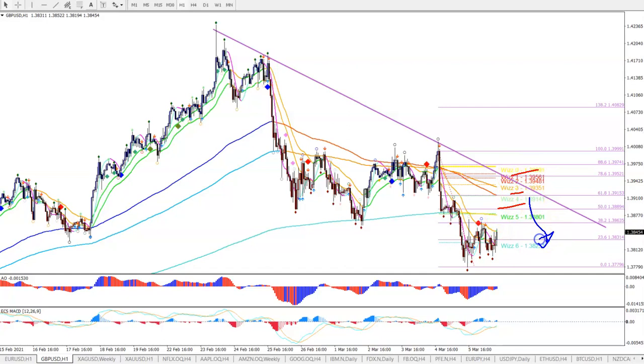But how much it will turn around, I don't know. It could just be a small bounce. It could be a bigger bounce. We'll have to see how price responds.